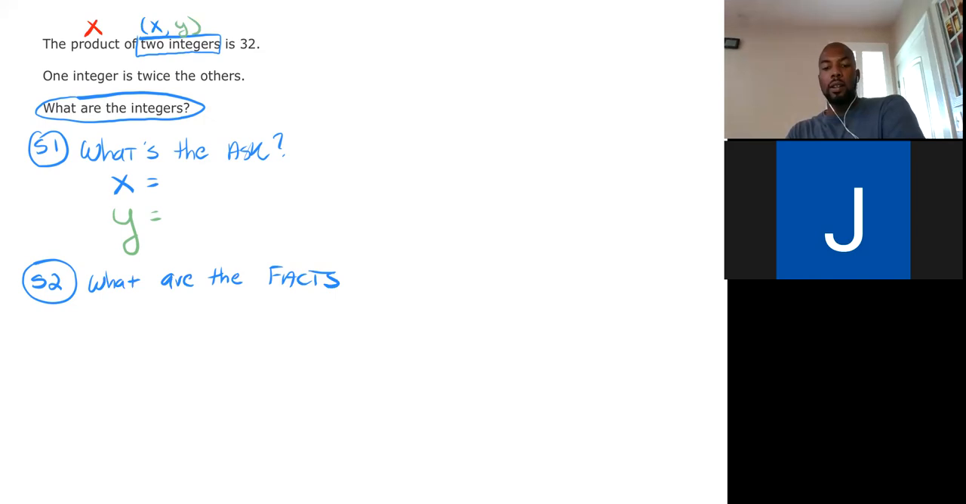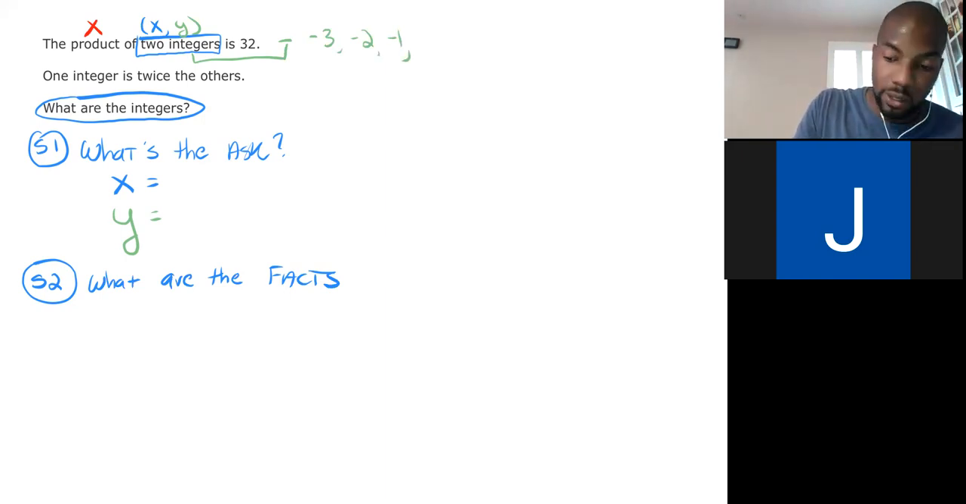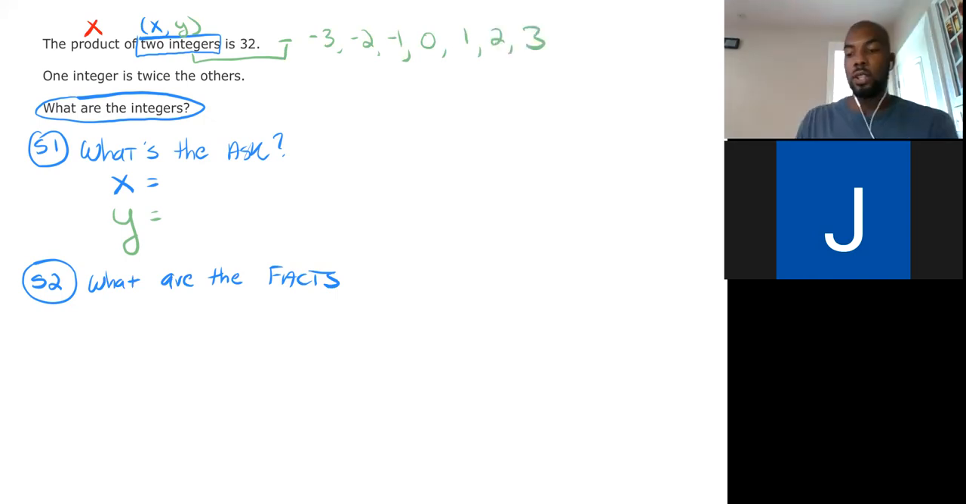So I know that their product is 32. I now also need to know what an integer is. An integer is any negative whole number, -3, -2, -1. 0 could be an integer, or any positive integer, 1, 2, 3. So I'm looking for a whole number that's either negative or positive. Those are integers. Their product has to be 32.